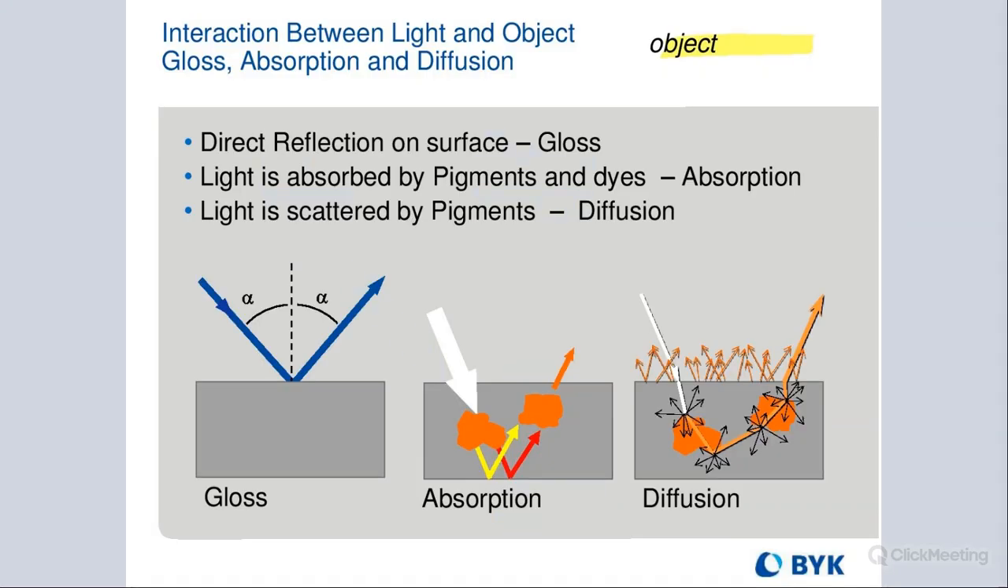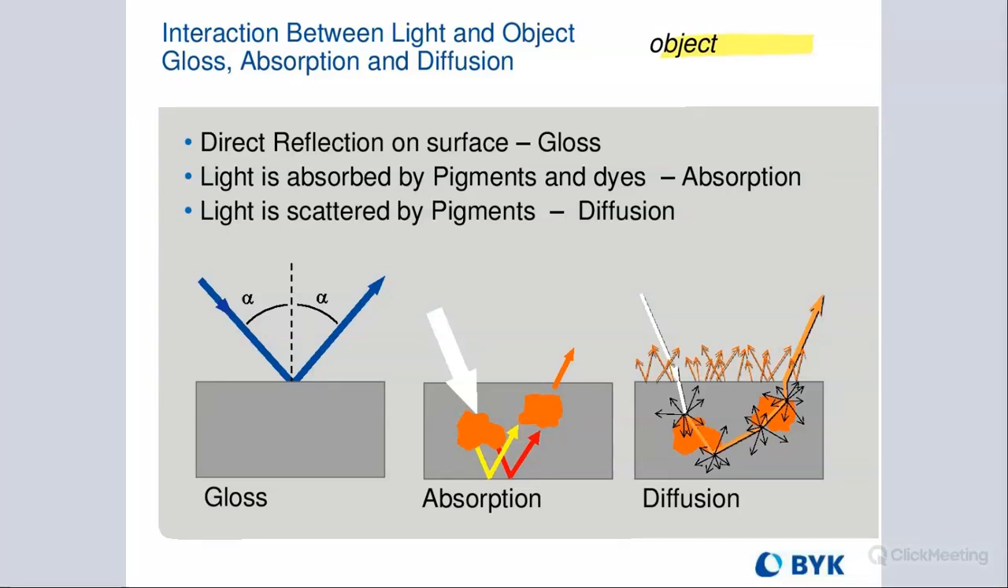So we'll go into how an object is affected by light, some different things that go on. The first thing is our gloss, our direct reflection on the surface. Whenever you have a light source, let's say it's coming from 45 degrees, it'll come in and hit that sample, and then it gets reflected at the opposite angle of the direction it came from. And that's typically all white light, known as our specular reflectance, which is our gloss.